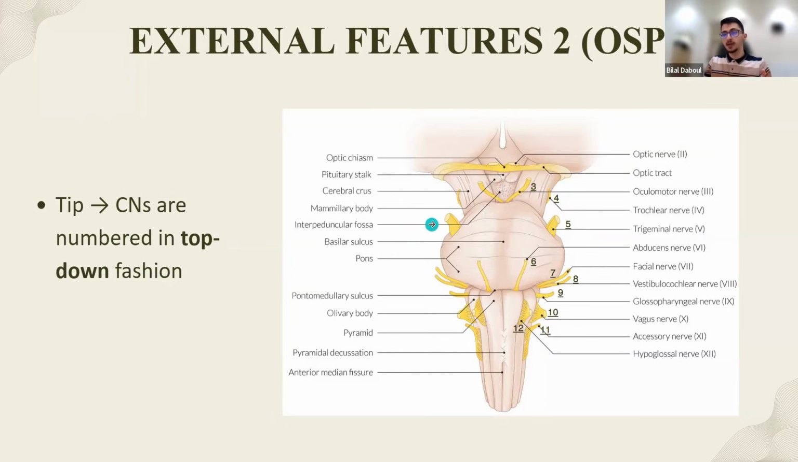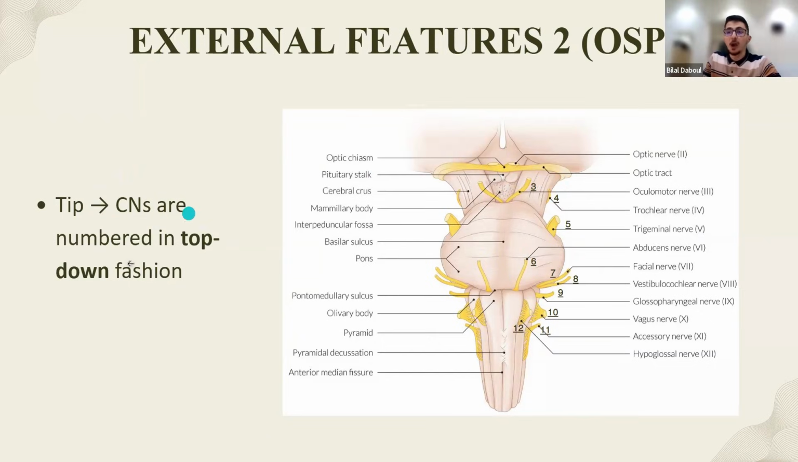On the other hand, if you look at the cell bodies part, you have nuclei. A nucleus is a collection of cell bodies in the central nervous system. That's a very important definition because it helps you understand the ideas. A ganglion is a collection of cell bodies in the peripheral nervous system. So, okay, when it comes to this slide, this is a very important tip.